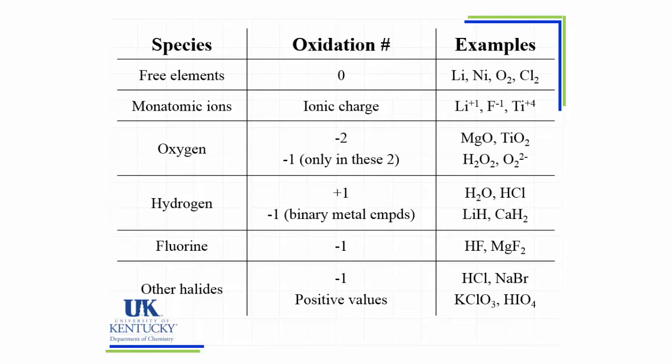For fluorine, it will always have an oxidation number of -1. And for other halogens, they can have a value of -1, or they can also have positive values. So if I'm looking at something like HCl, then chlorine has an oxidation number of -1. However, if I'm looking at something like KClO3 or HIO4, basically our acids formed from our polyatomic ions, or the derivative salts from those polyatomic ions, then my halogen can have a different oxidation number. And what I'm going to have to do is determine the oxidation number of the halogen based on the oxidation number of the other elements.